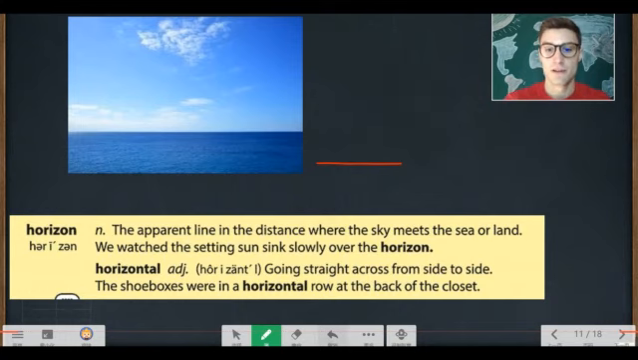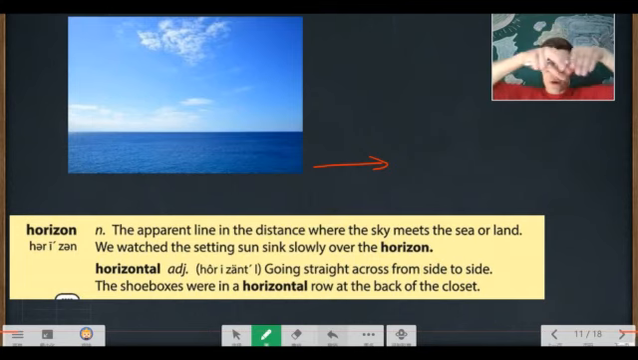Vertical. So how far is your horizontal jump? How far can you jump like that? Now how high is your vertical jump? How high can you jump up? Horizontal. The shoe boxes were in a horizontal row at the back of the closet. Horizontal, like that.